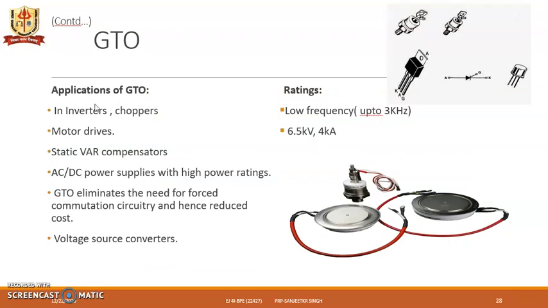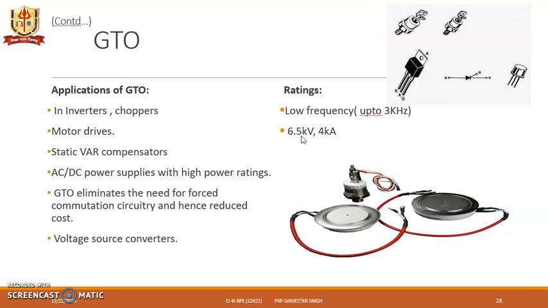So here we find applications in inverters, choppers. GTOs are used in motor drives, for providing static VAR compensation or compensator circuits. It is used in AC-DC power supplies with high power ratings, and GTO eliminates the need for forced commutation circuitry, because the same gate terminal is used for turning off by providing a negative gate pulse, and hence it will have less cost because it is not making use of commutation circuitry. And voltage source converters make use of GTO. And power rating could be of maximum value.